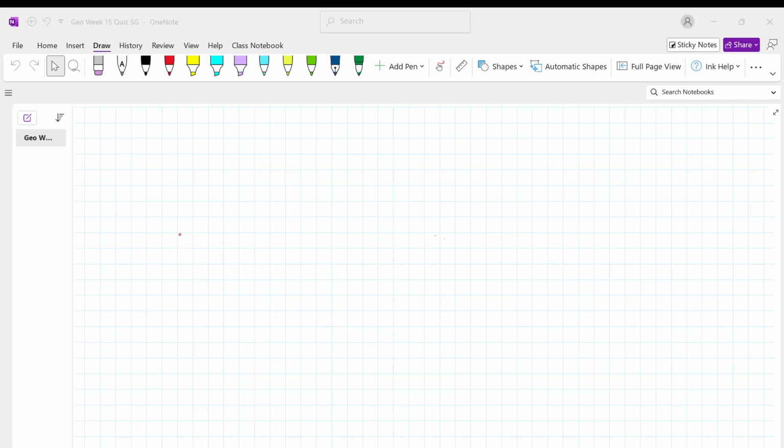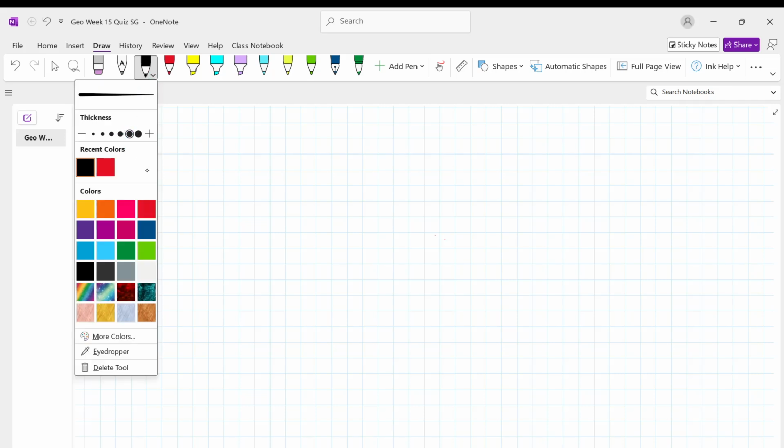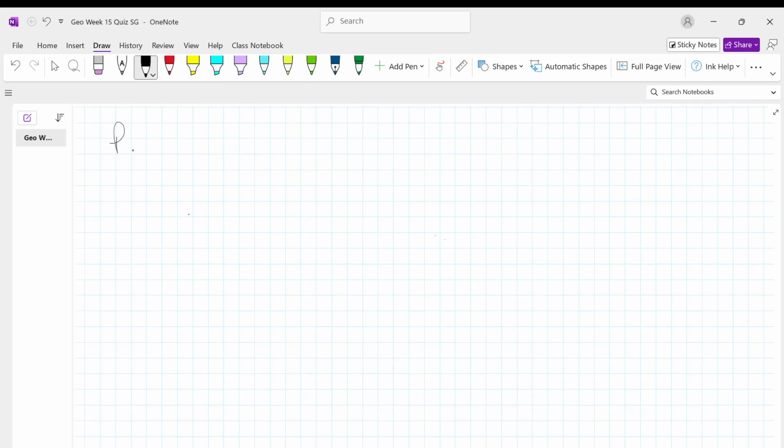Okay, so today we are going to be talking about the properties of rectangles. Properties of rectangles. All four angles are right angles.